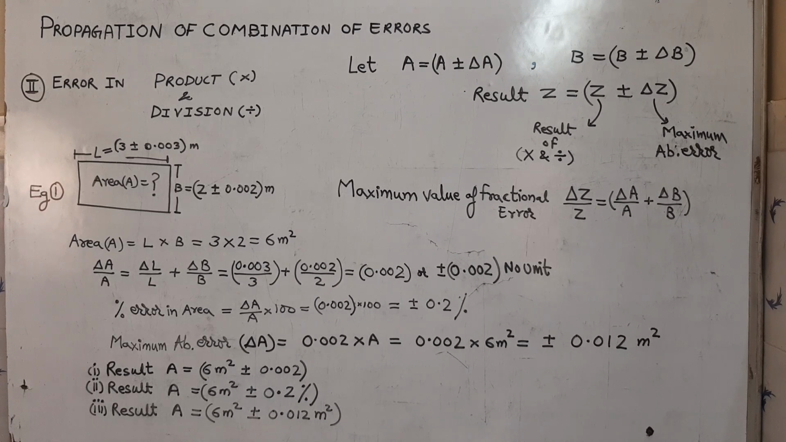For example, examiner ने आपसे पूछा है calculate area in percentage error form, then we have to write the second result. But अगर उन्होंने पूछा है calculate area with absolute error, then we have to write the third result, that is 6 meter square plus minus 0.012 meter square. And अगर उन्होंने हमसे पूछा है area with fractional error, then we have to write area A equals 6 meter square plus minus 0.002.